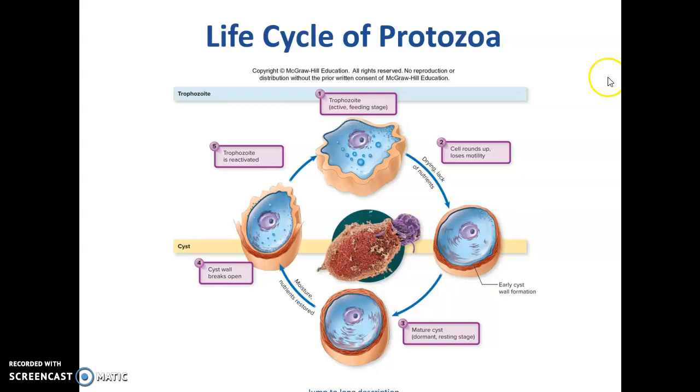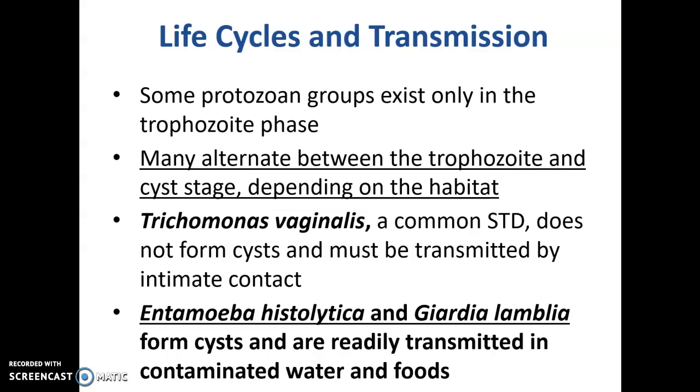So you can see here, you don't have to really regurgitate this to me, but it's an illustration of the life cycle of the protozoa. You have the trophozoite, there's lack of nutrients, it's dry, so it's going to form into a cyst. Once there's moisture and nutrients, the cell wall breaks open and the trophozoite is reactivated, and it can go back and forth between these life cycles. Some protozoan groups exist only in the trophozoite phase, and many alternate between the cyst and the trophozoite.